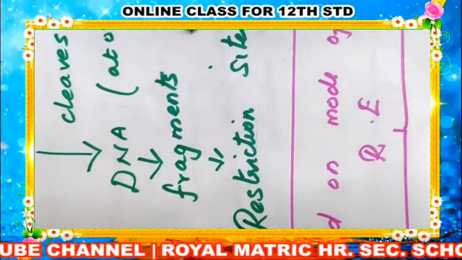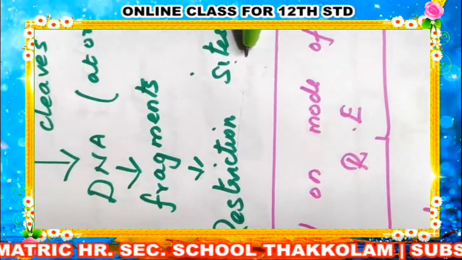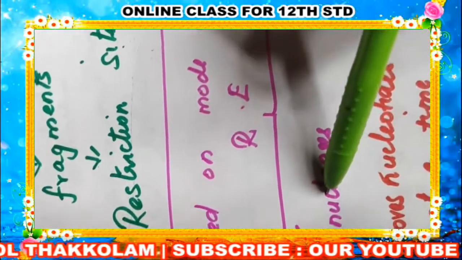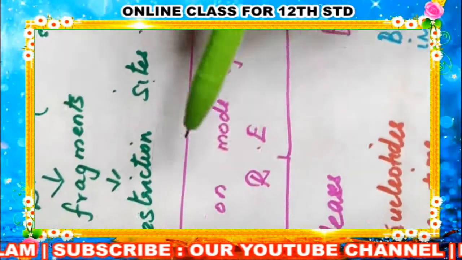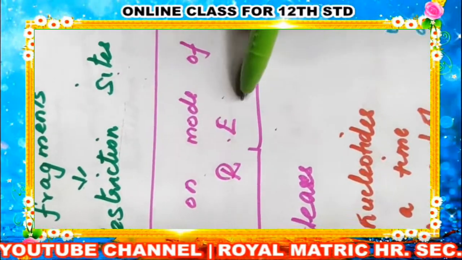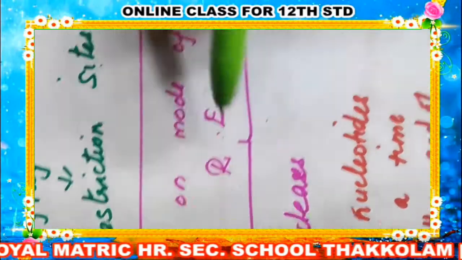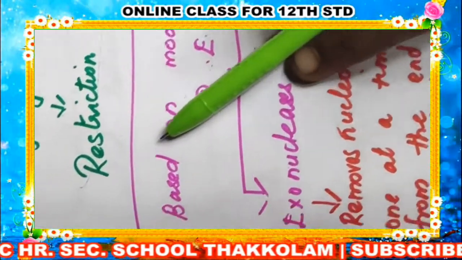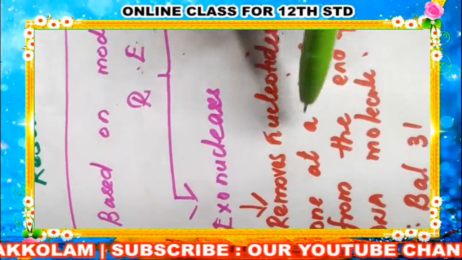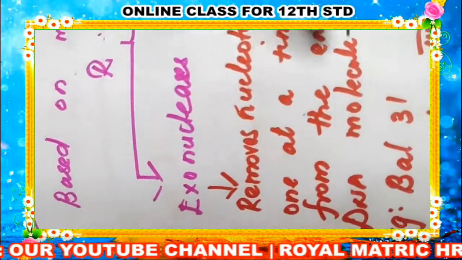Based on the mode of action, where it is done, it might be either exonuclease or endonuclease. Exo means outer, endo means inner. So the restriction enzyme is divided into exonuclease and endonuclease. Why is it called exonuclease? Because these enzymes remove the nucleotides one at a time from the end of the molecule.